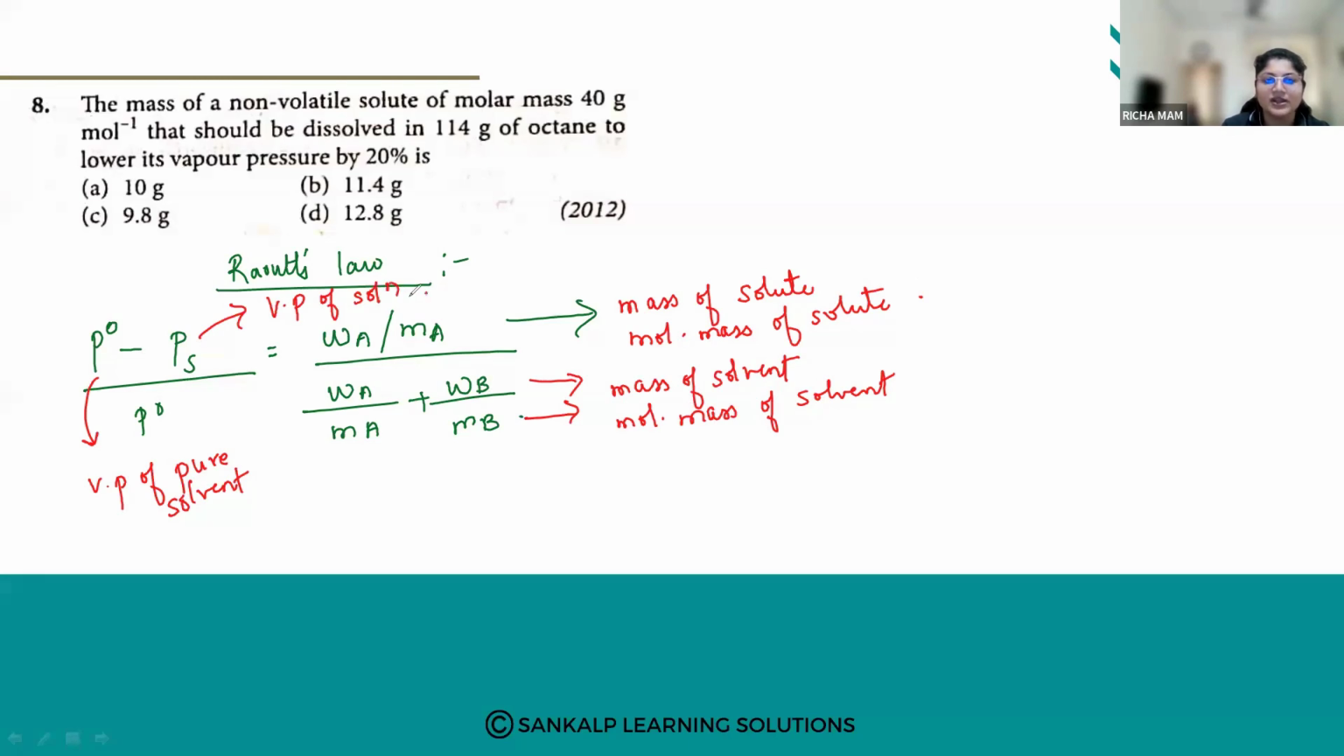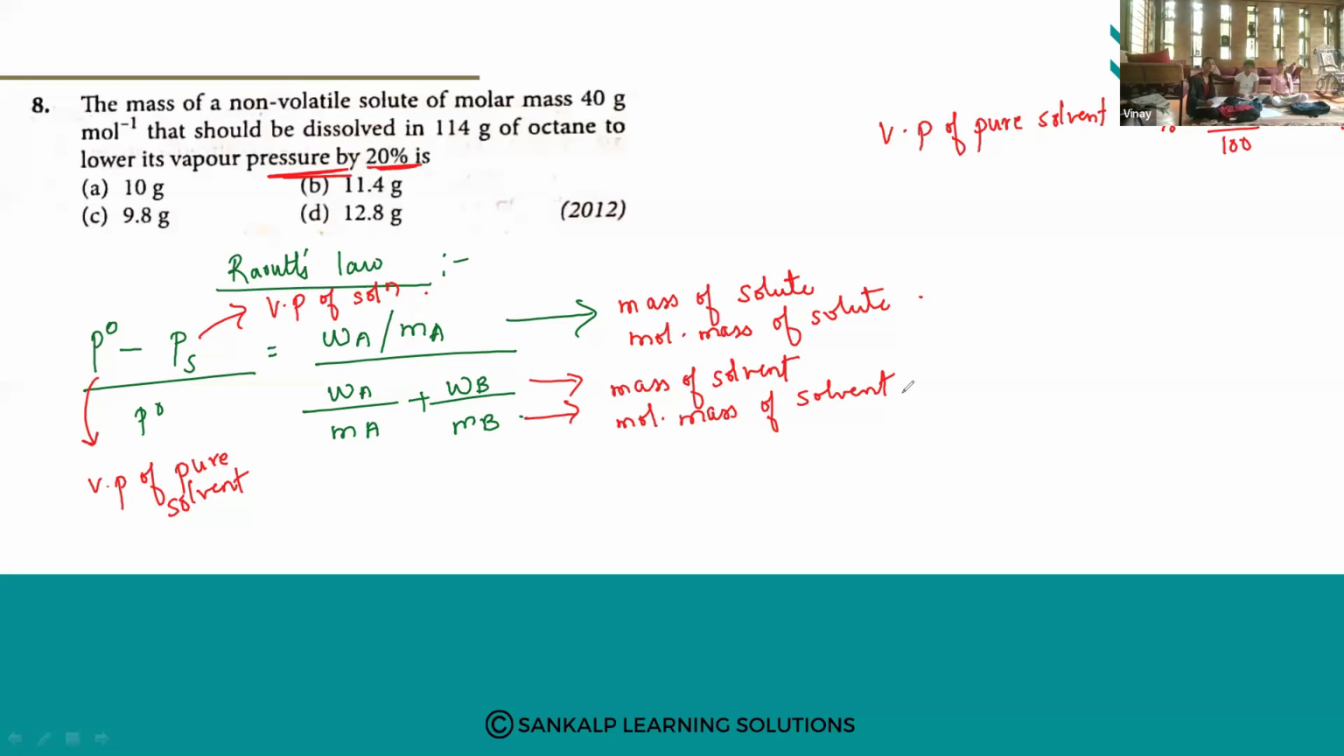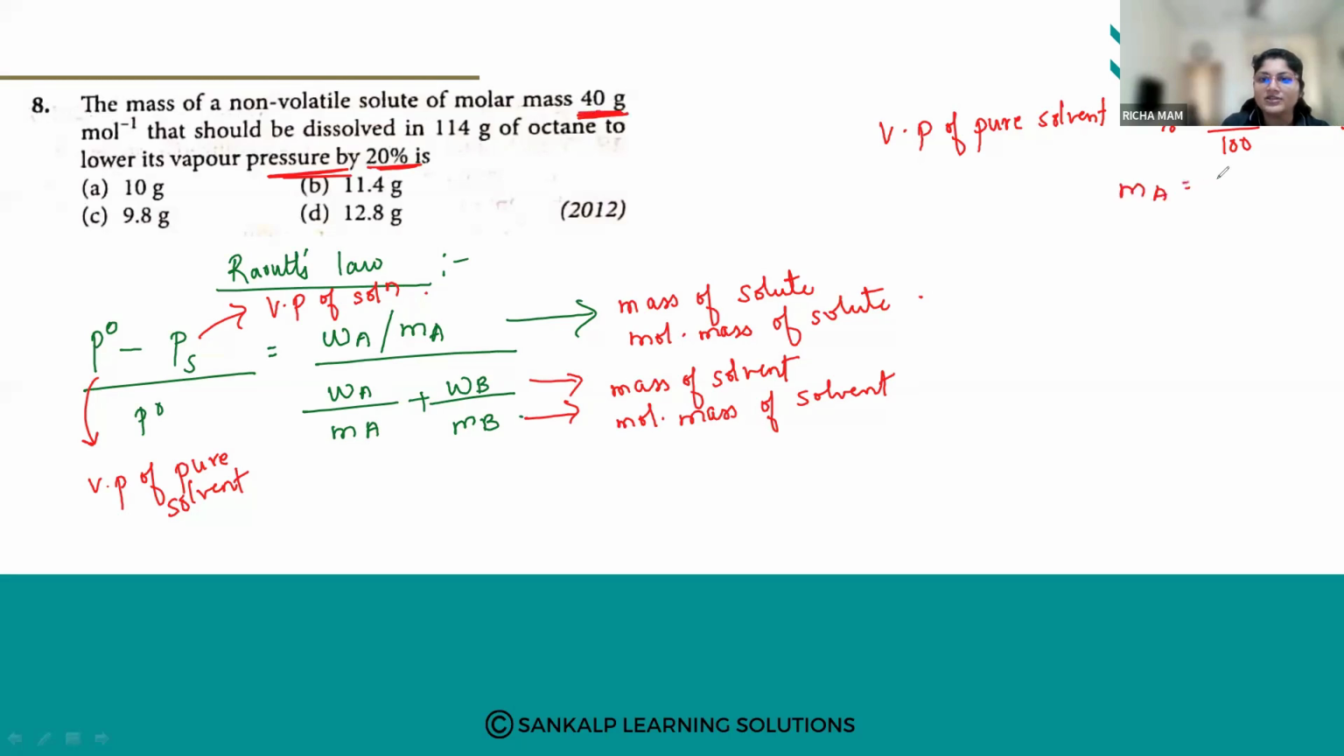Vapor pressure of solution. Now, by using this formula, okay, now what all is given here? Vapor pressure is given, right? Vapor pressure lowering is given, that is 20%. So relative lowering of vapor pressure of pure solvent is given, that is 20%. 20% means 20 by 100, which is 0.2. Right. Now, again, what is given here? Molecular weight is given. Molecular weight of solute is given. Non-volatile, right? 40 grams. So molecular weight of solute is 40 grams. Then what is given? That should be dissolved in 114 grams of octane to lower its vapor pressure. 114, this is what is given.